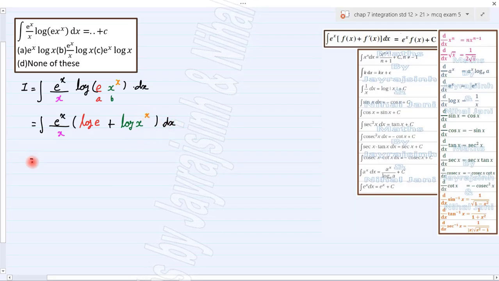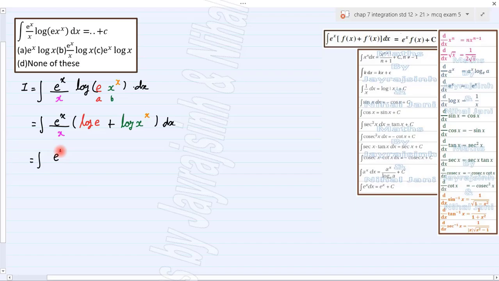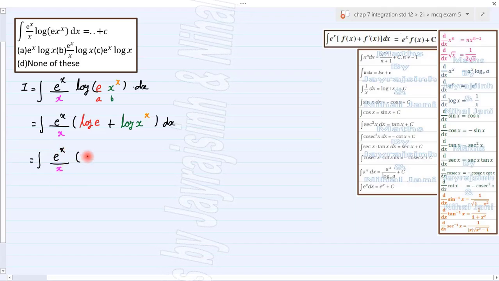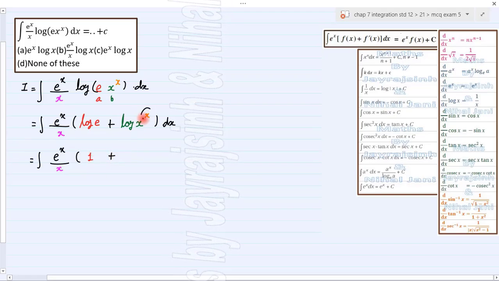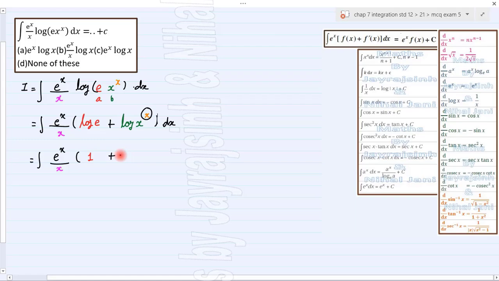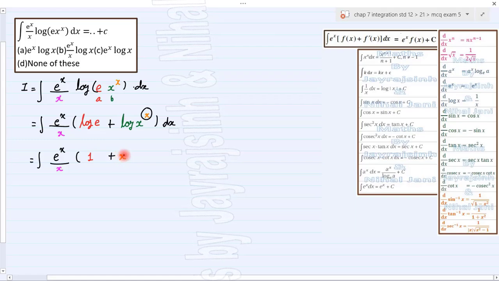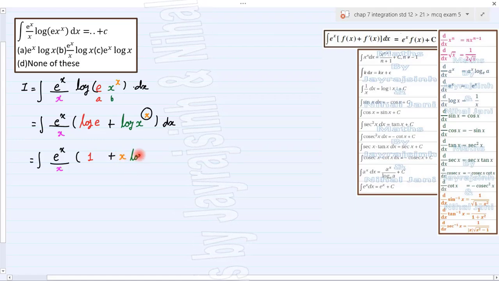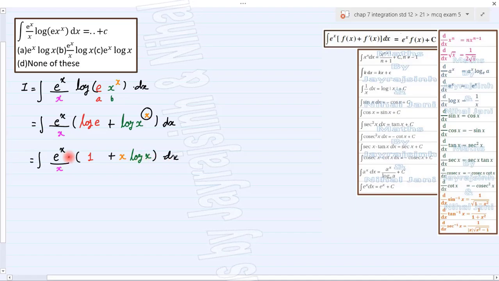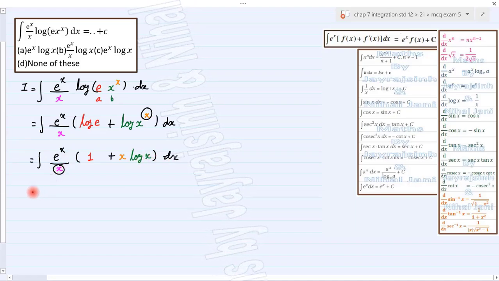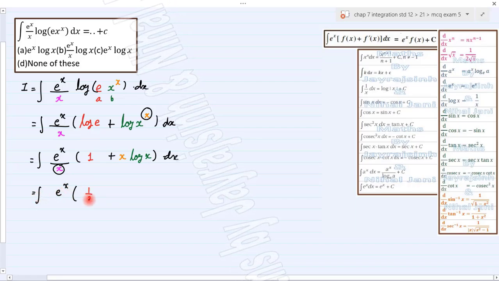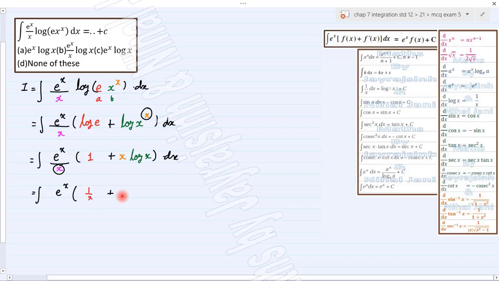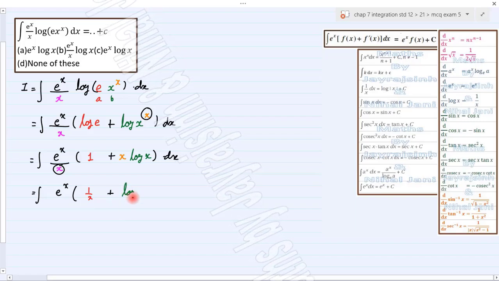Now let's apply the property of log. Your e raised to x upon x will be as it is. Now the value of log e is simply 1, and this power will come into the multiplication of x, so we'll get x into log x. Now let's multiply this 1 by x within the bracket, so we will get 1 by x plus x will cancel out, and log x.